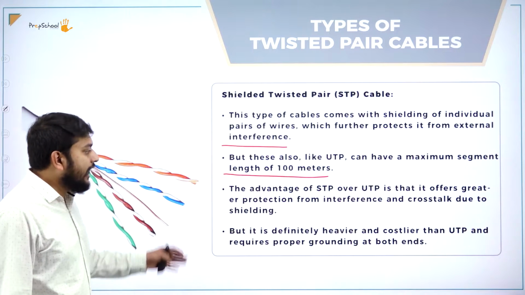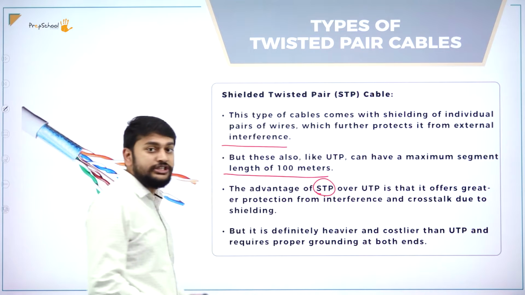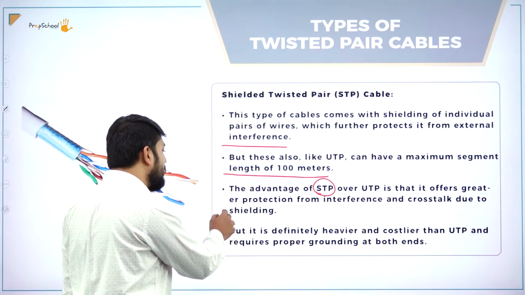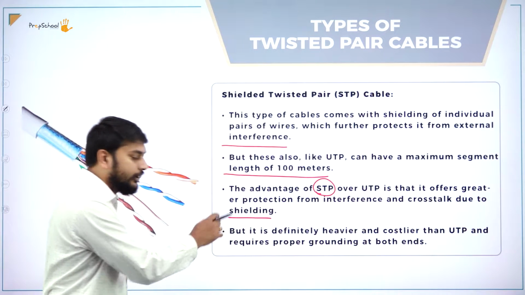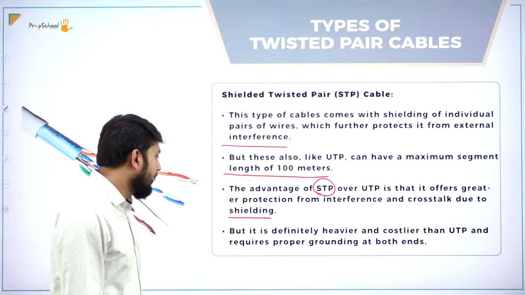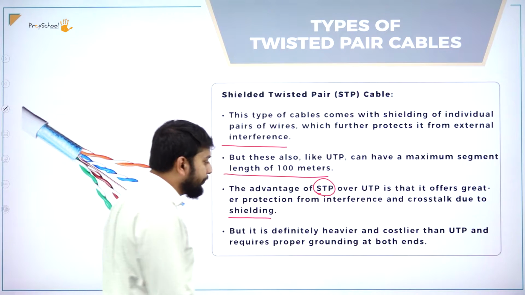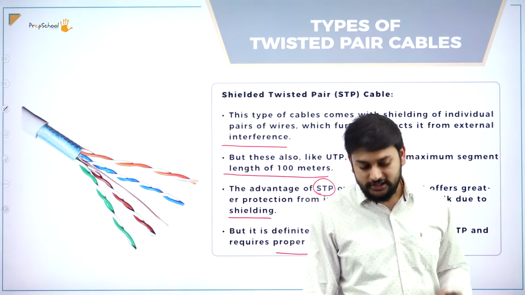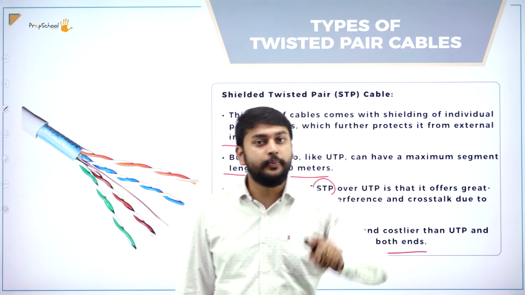So fine. The advantage of STP, shielded twisted pair, over UTP is that it offers greater protection from interference and crosstalk due to the shielding. That's an important point that you need to remember, which I explained recently. But it is definitely heavier and costlier than UTP and requires proper grounding at both ends. Alright, this is what we need to remember when it comes to twisted pair.